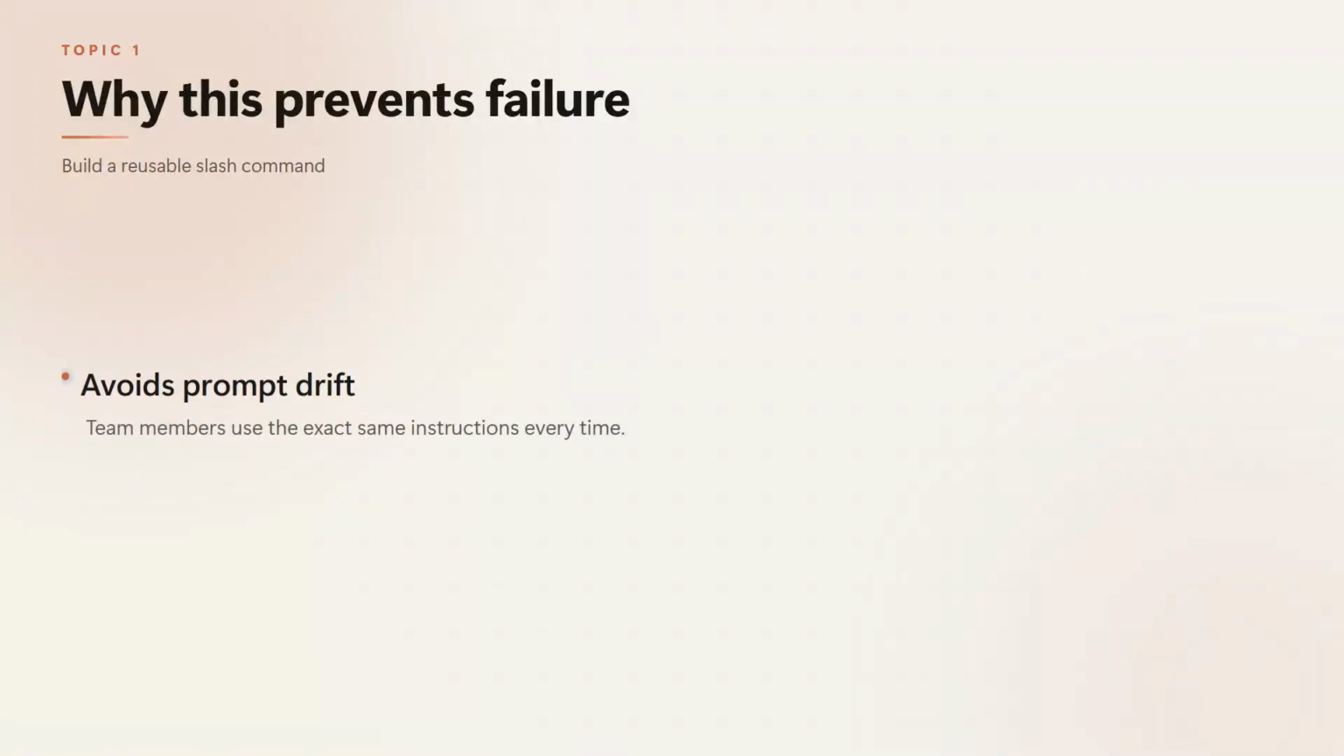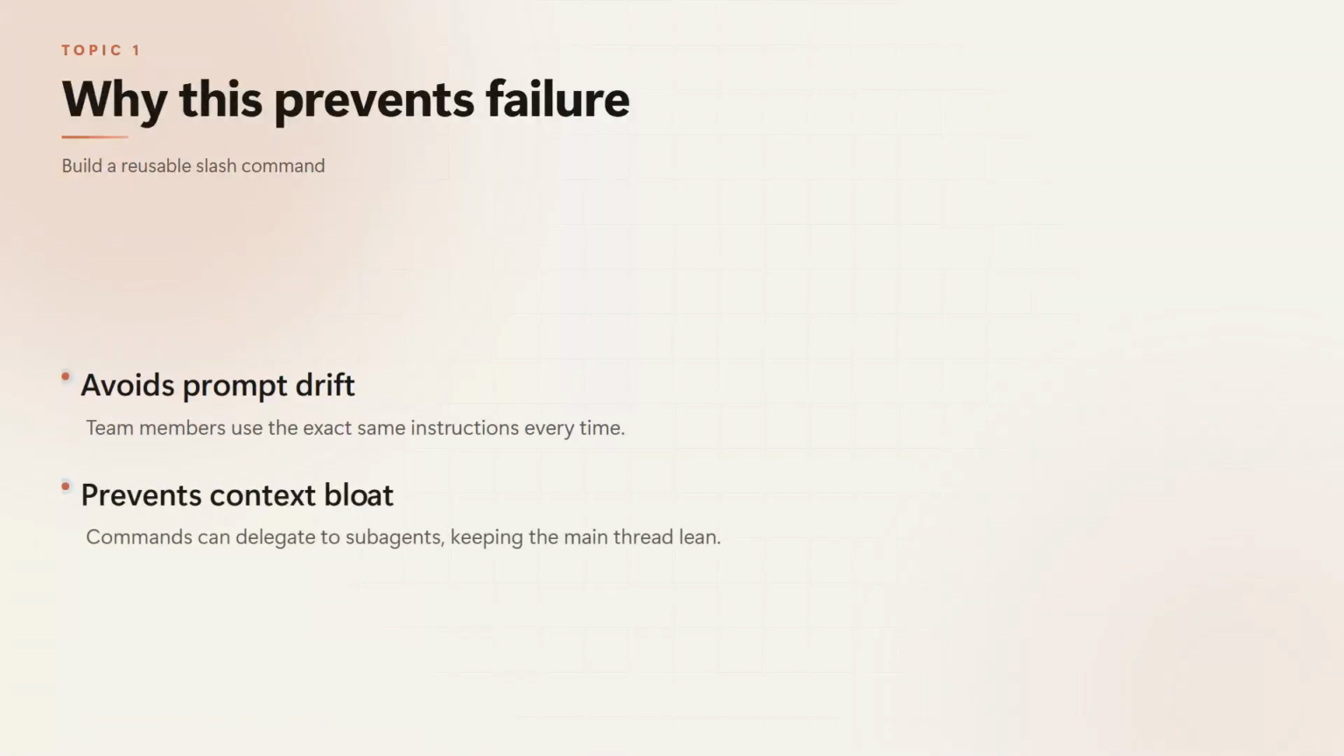Without / commands, teams suffer from prompt drift. One developer pastes a long prompt from a Notion page, another types a slightly different version from memory. The results are inconsistent, and debugging takes hours. A / command locks the instructions in version control. It also prevents context bloat because a well-written command can spin up a subagent for heavy lifting, so your main conversation does not balloon with repository scans or test runs. That keeps Claude fast and focused, which matters when you are paying for tokens and time.